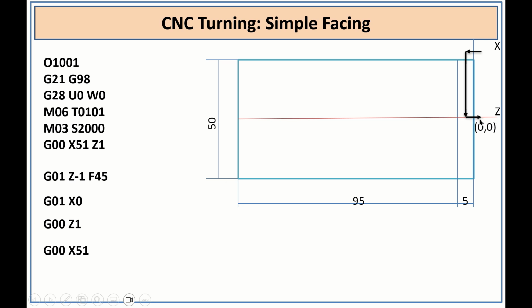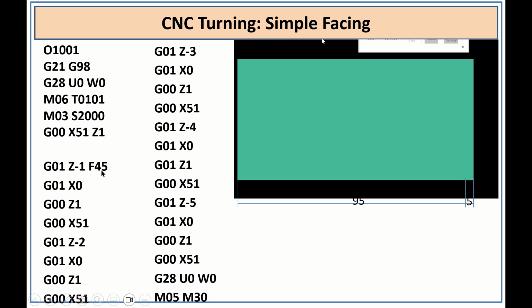Then from here again it needs to come to its initial position in order to give another depth, that is X51. So in this way I need to complete several cycles in order to do 5 mm thickness of facing operation. So now in order to make a second cycle, I will consider Z is equal to -2 and G01 X0, G00 Z1, and then again it will come to initial position G00 X51. Then I will again increase the depth, Z is equal to -3 and X0 Z1 X51.